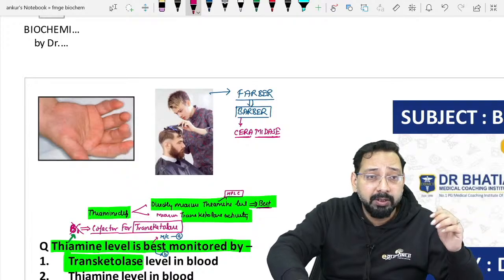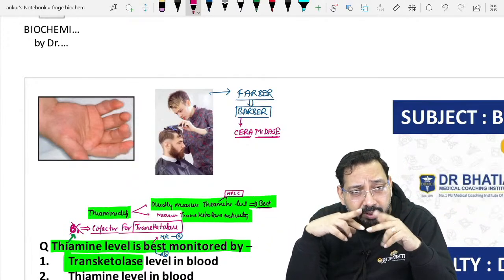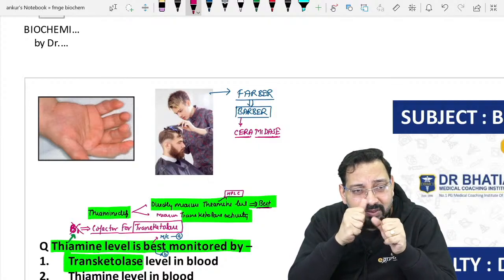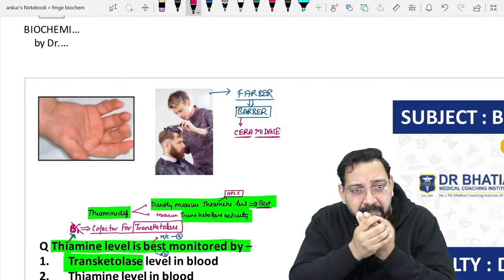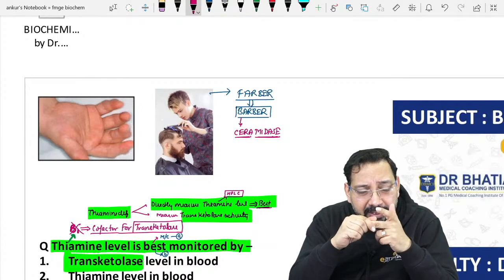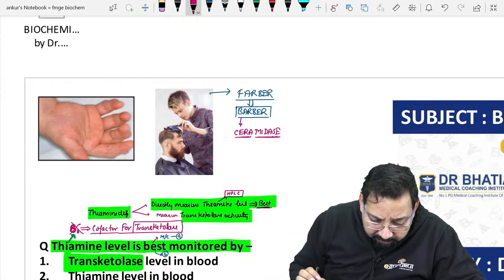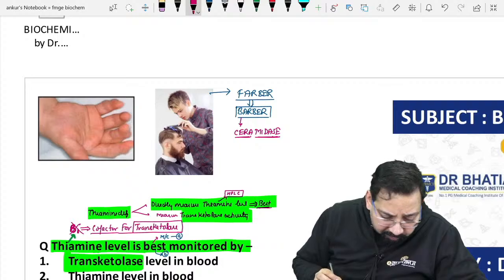If a farmer is cutting hair from morning to evening, his fingers will be having pain. Joint pain in small joints, swelling is there, and you all know rheumatoid arthritis.